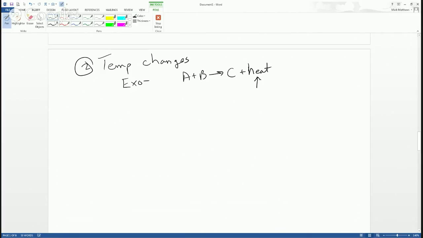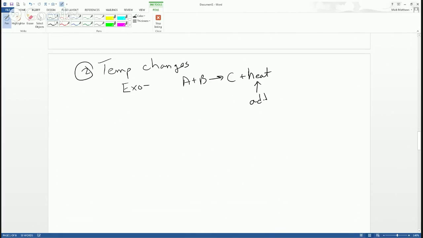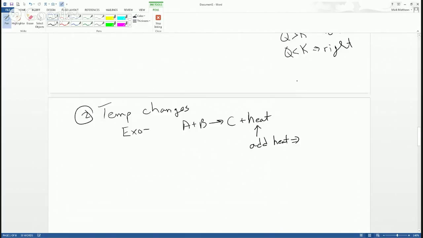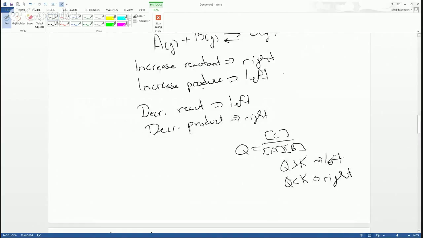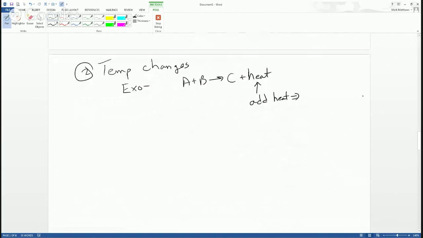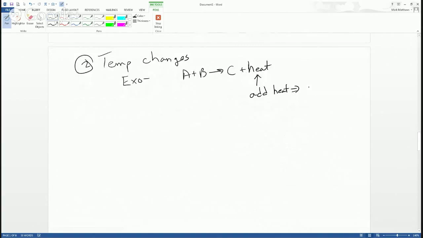So if heat is a product of the reaction, if you increase the temperature, you're adding heat to the system. It's just like when you add any other product. And if you add in a product, it's going to cause a shift to the left. And if you cool the system down, you're removing heat. It'll be just like removing a product, and it's going to cause a shift to the right.